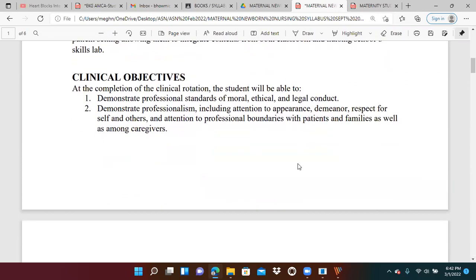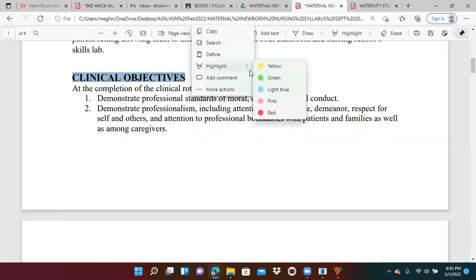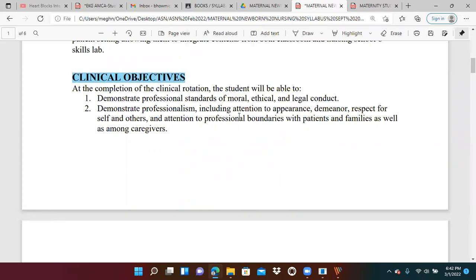So what are the clinical objectives? We have an aim. We will try to make it up, right? So all the times it is not necessary that you have to fill all 100 out of 100, right? But we will try.